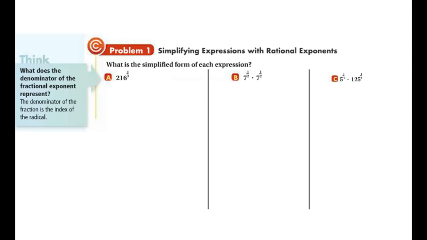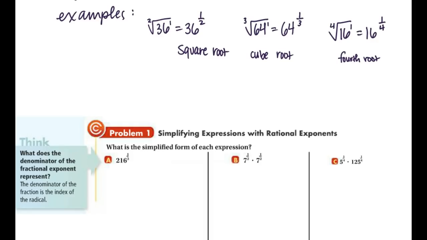So now let's take a look at example 1 and learn how to simplify each of these expressions using rational exponents. Before we begin part A, take a look at this little think box at the left. It says, what does the denominator of the fractional exponent represent? Well, the denominator of that exponent is the index of the radical, as we just talked about. So the denominator of the 1/2 is 2, and that was a square root, so the index is 2, etc.